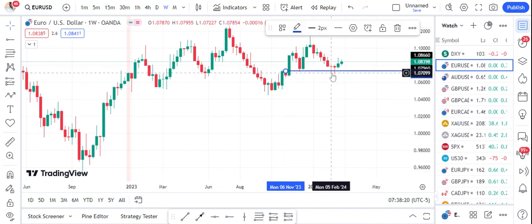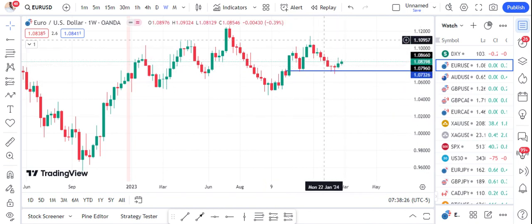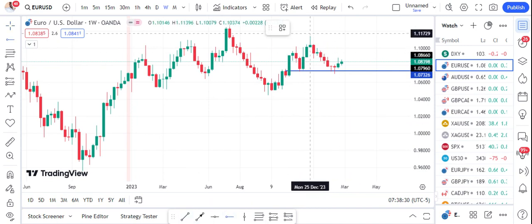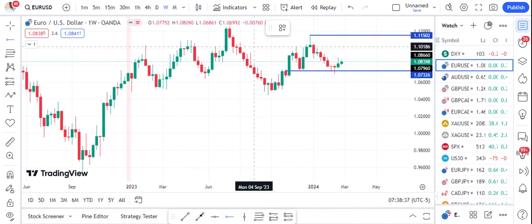One week, and another week. As a trader, I know that the first profit target is here, and the next profit target for this market will be here.